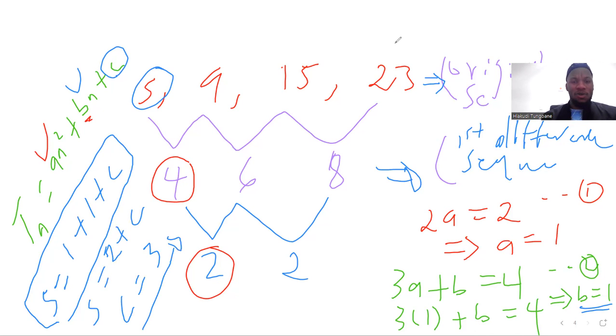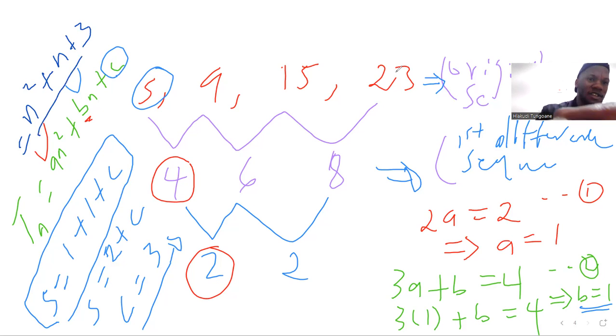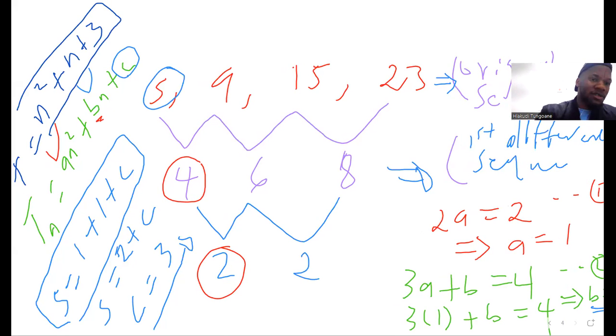So now we have solved for our general term formula, right? Now we can just substitute it. What's a? A is 1, so that's 1 times n squared, plus b is 1, remember, so that's n, and then c is equal to 3, so that's 3. And that's the general term formula for our quadratic sequence.